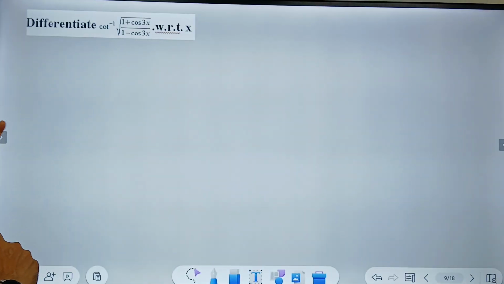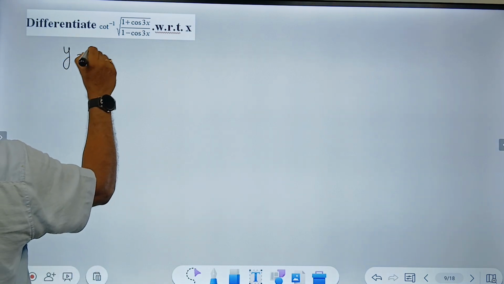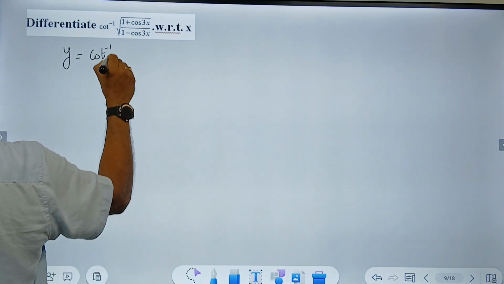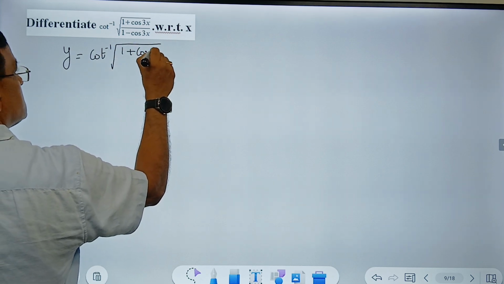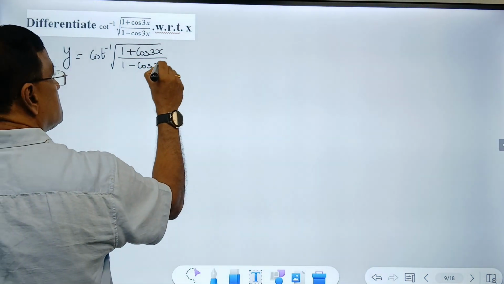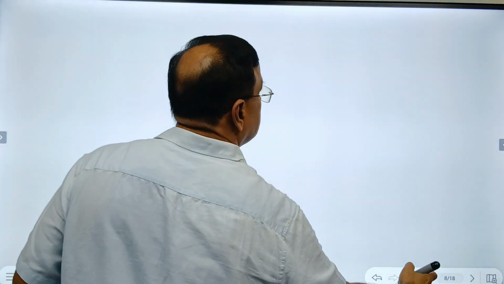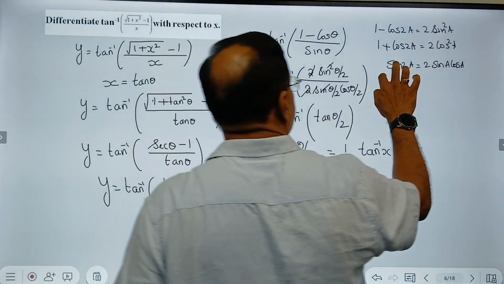Let's go to this very simple question. Very, very important also. y equal to cot inverse of root of 1 plus cos 3x by 1 minus cos 3x. Okay, let's go back to the page where I need the formula. I'll take this formula, otherwise I have to keep writing it.